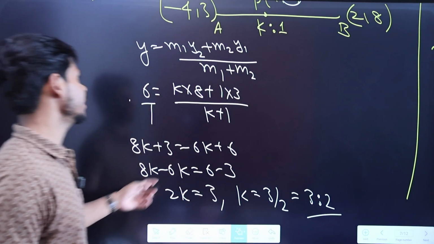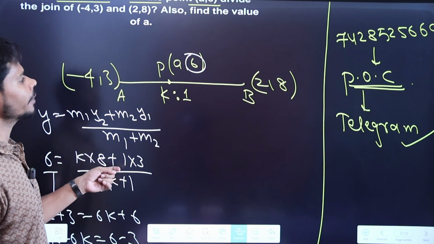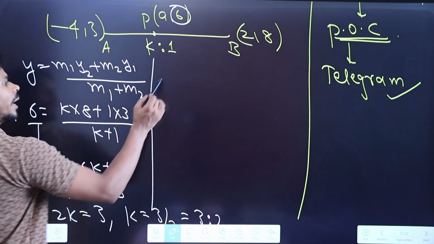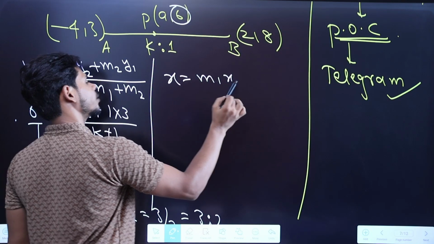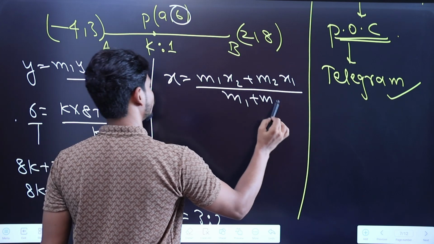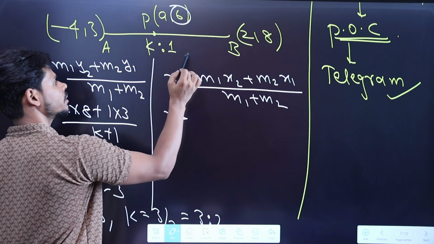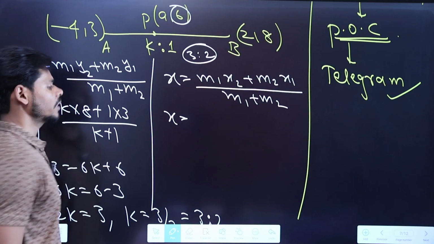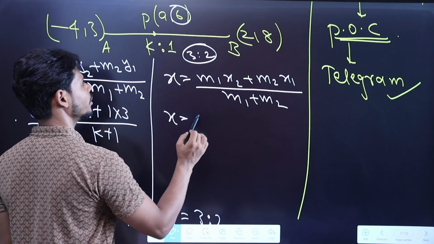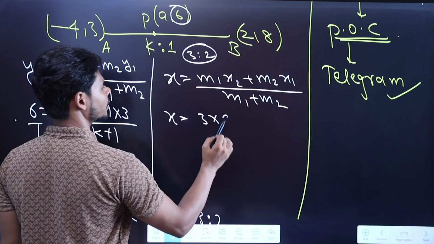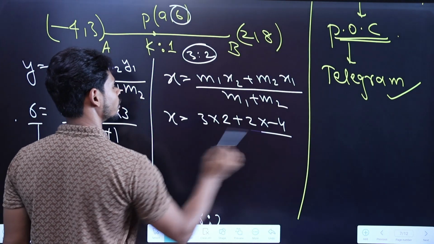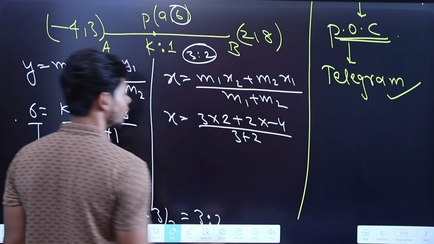Now what we need to find is the value of a, and the value of a is nothing but the value of x over here. So this time we are going to use the formula for x. So x is m1 x2 plus m2 x1 whole divided by m1 plus m2, and we already know that the ratio is 3:2 because we have already found the value of k. So let's substitute over here. m1 is 3, x2 is this thing 2, plus m2 is 2, and x1 is minus 4, divided by m1 plus m2, which is 3 plus 2.